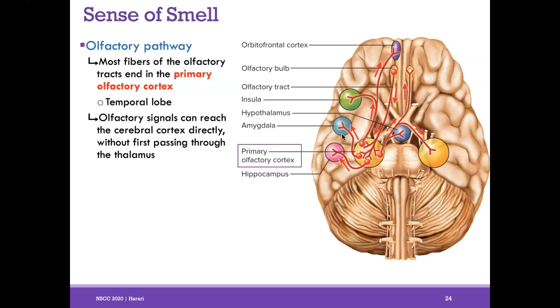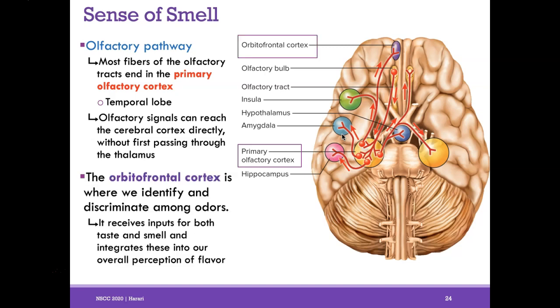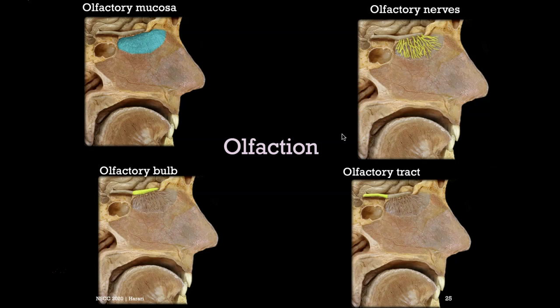Right, and like I mentioned, olfactory signals reach the cortex directly without passing through the thalamus. This is an exception to the rule. So it all started in the olfactory mucosa in the nasal passage.